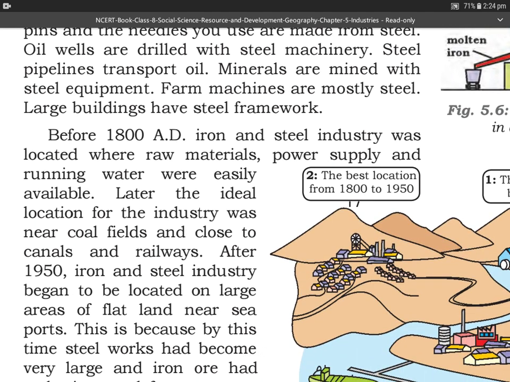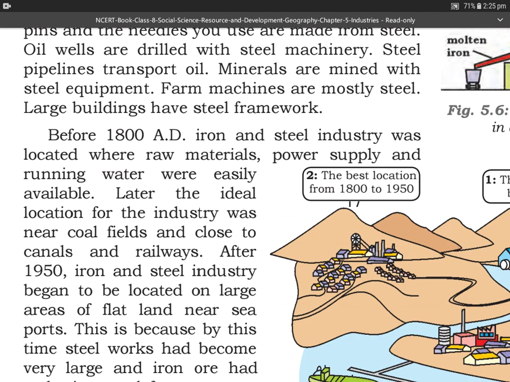Before 1800 AD, iron and steel industries were located where raw material, power supply and running water were easily available. Right, when there was a starting initiative of the iron and steel industries, entrepreneurs were thinking about where they could get all these things, even transportation and capital, which are necessary for the establishment of industries. Industries were established there. Later, the ideal location for the industries was near coal fields and close to canals and railways, because they could easily transport through canals or railways, and raw material could easily be obtained from coal fields.